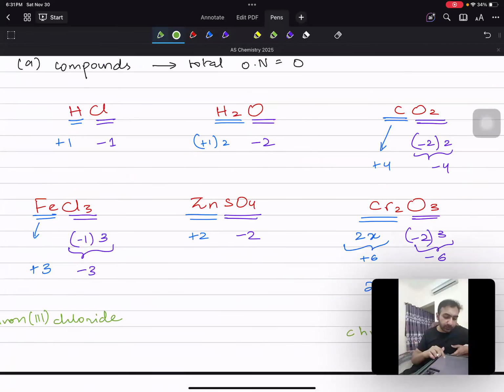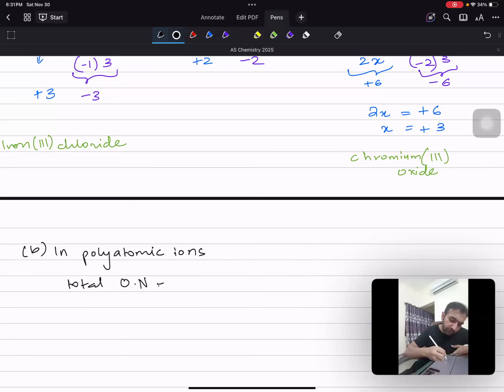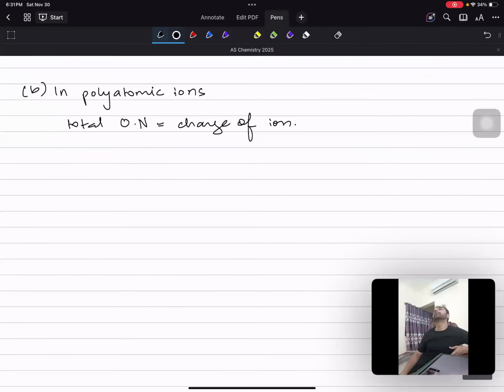So we talked about a few compounds right now. It would be better to talk about some polyatomic ions where we deconstruct each individual element. And that would be another example, that in polyatomic ions, total oxidation number is not equal to 0. It is equal to the charge of the ion. Let me give you a very basic example.